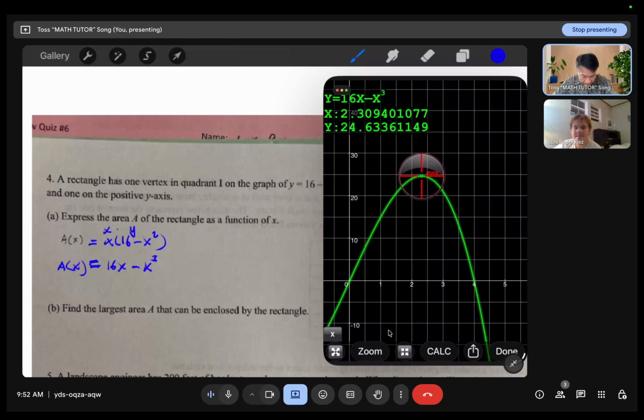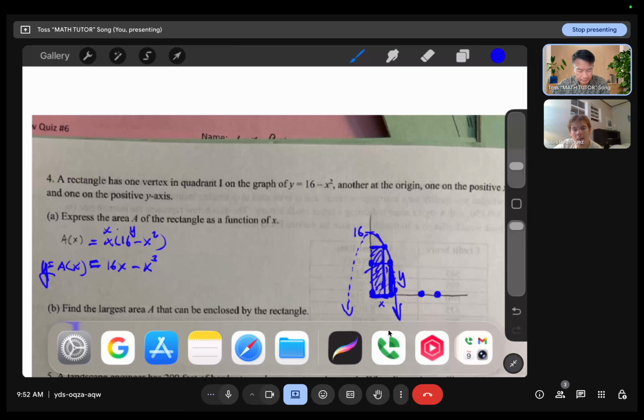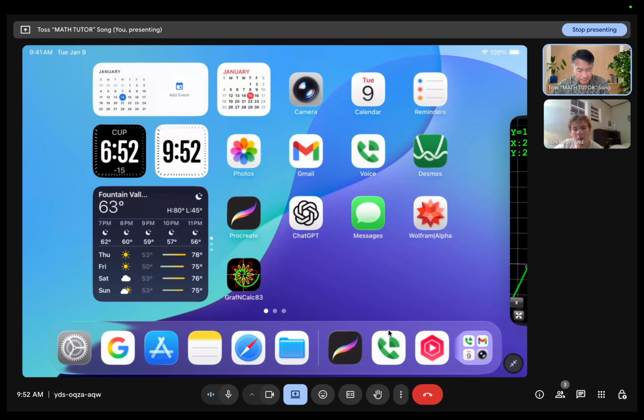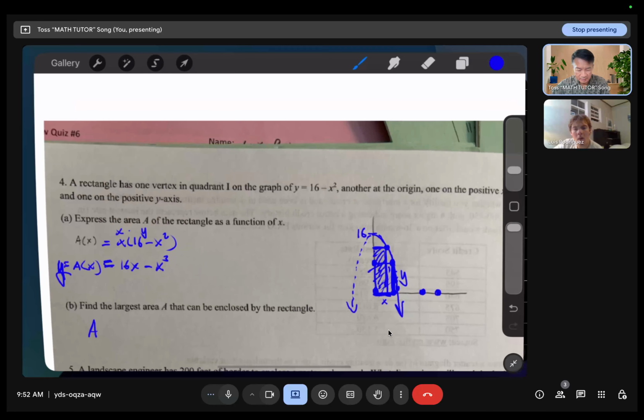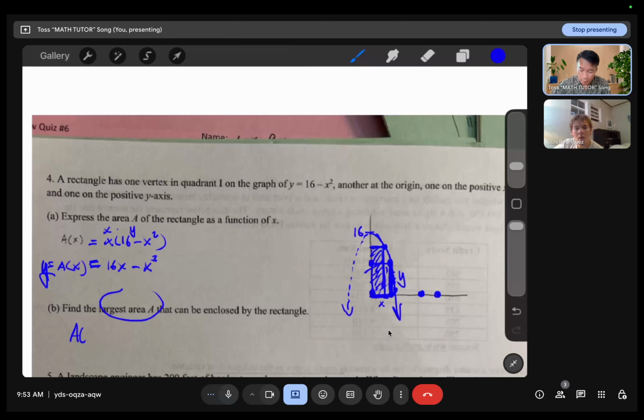The only way you can do it is that you go and you calculate. You do left bound, right bound. It will give you the max. Remember that? So here it is. Now you do get both values. The A value is your y value in the graphing calculator. So I'll go ahead and put a y here equals A of x. So if you look at the graph, your maximum, it says largest area A. So the only answer would be the y value.